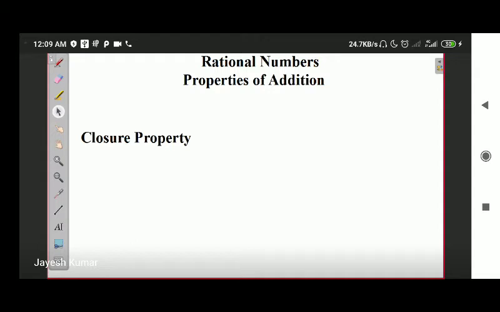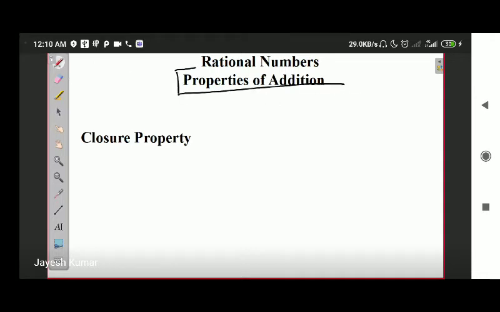That we learned, and we learned how to do addition and subtraction by making the denominators the same. The concept of making the denominator the same is a very important concept for you. You need to practice more and more on it. So today we are going to study the properties of addition.